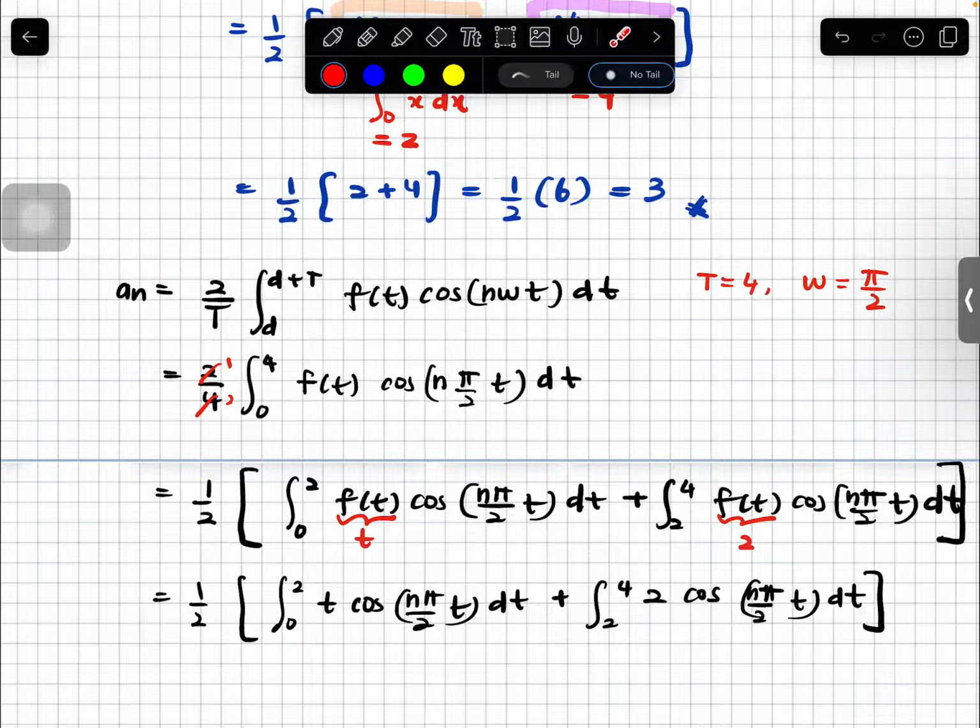And then again, for this piecewise function, the integral limit is from 0 to 4. The next step is to separate this integral into 0 to 2 and 2 to 4. And then we put in the function. From 0 to 2, f(t) is t, and from 2 to 4, f(t) is 2. Then we get this.